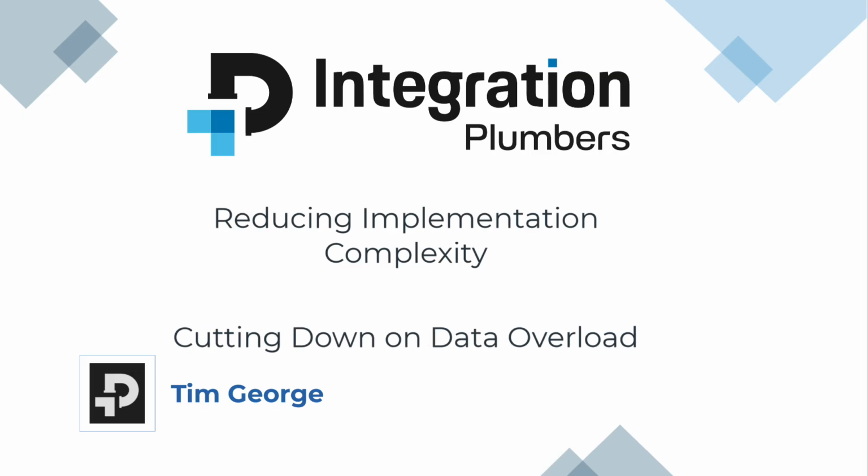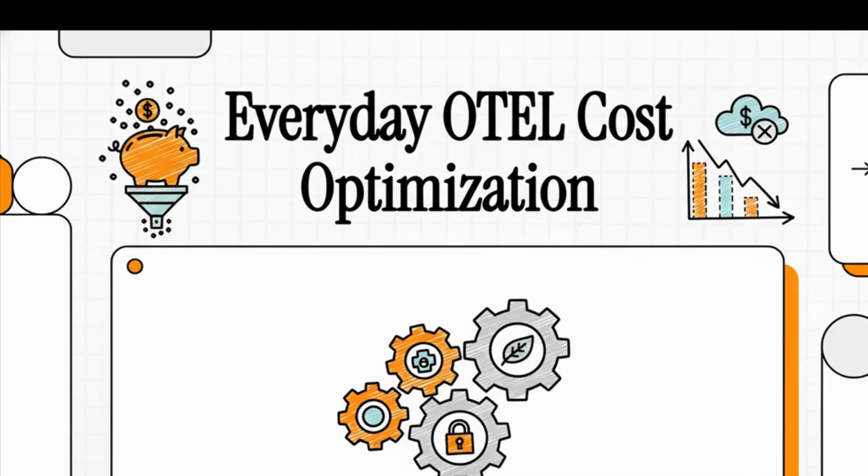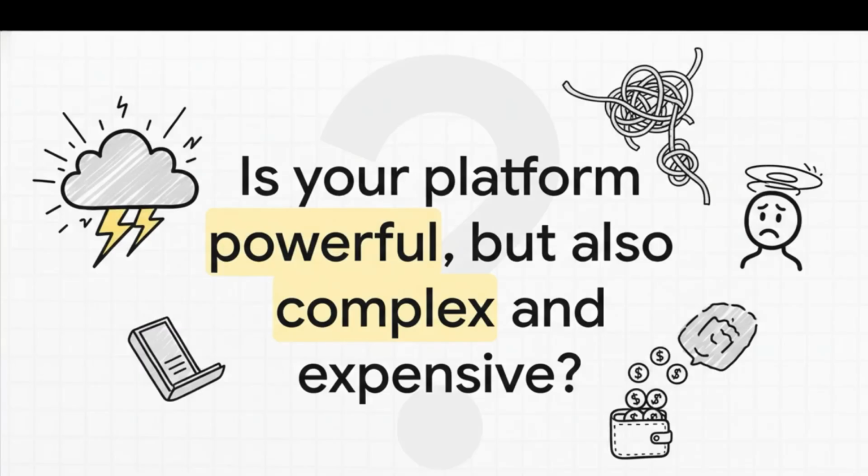Today we're going to be talking about OpenTelemetry and really how we can reduce implementation complexity and cut down on the data overload that using this protocol can come with. We all know that OpenTelemetry is an awesome standard for observability, but let's be frank, those costs can spiral out of control pretty fast. So today we're going to break down some everyday practical strategies to get those costs back where they belong.